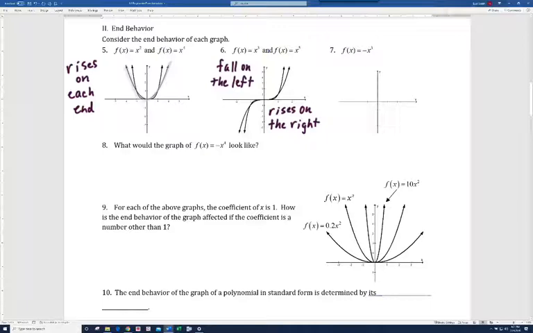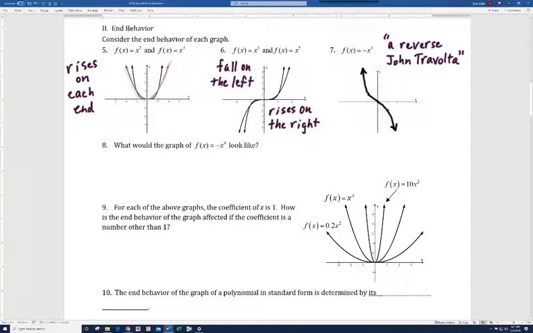So if you look at number 7, you should be able to draw that graph. It's just a reflection through the x-axis. It actually has the opposite end behavior. Notice that it rises on the left and falls on the right. This is what I call a reverse John Travolta. So I'm trying to get that to stick in your head because I want you to know what the end behavior is for x cubed and minus x cubed here.